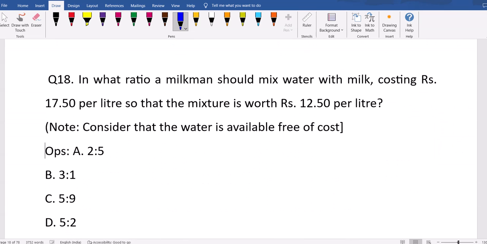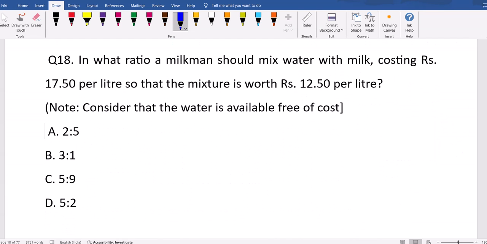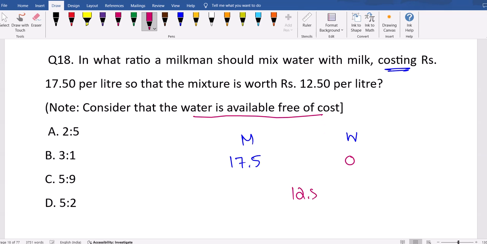This is mixture allegation. A milkman is mixing water with milk, in what ratio? This is costing: cost price of milk, cost price of water, and the mixture. See, milk is 17.5 per liter and he is mixing it with water. They said the water cost is free. The resultant mixture value is 12.5.